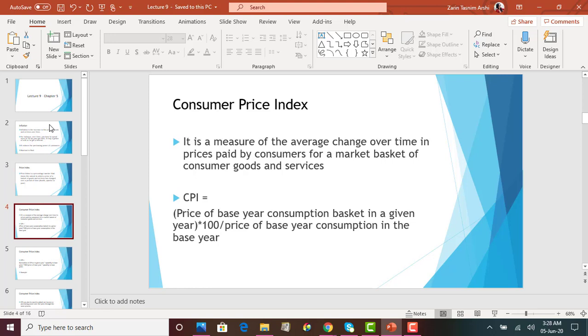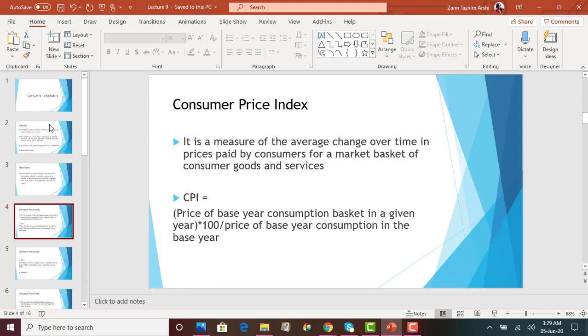Now, consumer price index. In the last lecture we covered how to calculate a price index, but that is a very basic type of price index. Price indexes can be refined further, and we usually use the refined price indexes to take out the impact of inflation. One of the most commonly used, and most refined, price indexes is the consumer price index.